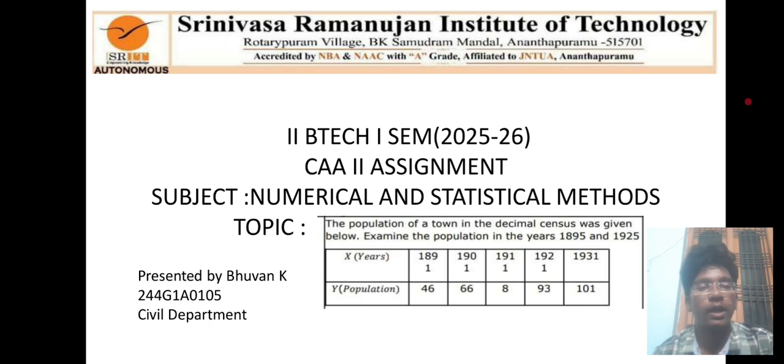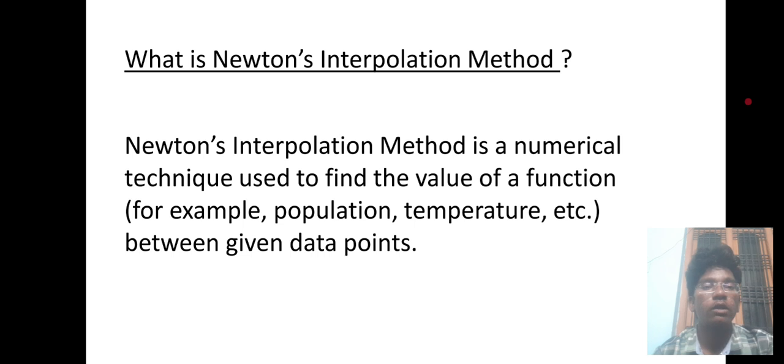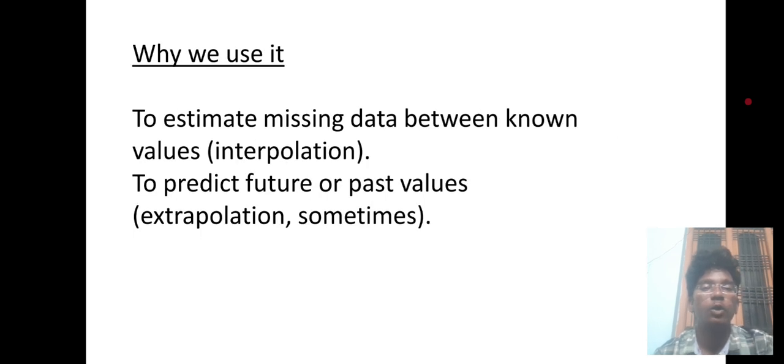Today, I am going to explain a problem in numerical and statistical methods. What is Newton's interpolation method? The problem I am going to explain is based on this method. Newton's interpolation method is a numerical technique used to find the value of a function, for example, population, temperature, etc., between given data points. Why do we use it? To estimate the missing data between known values, interpolation. To predict future or past values, extrapolation.